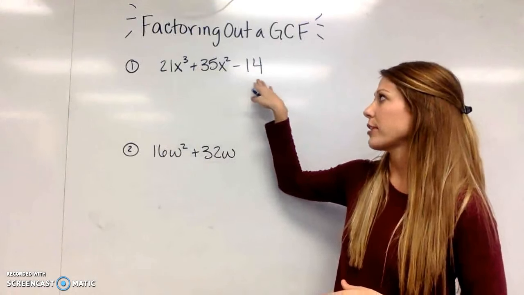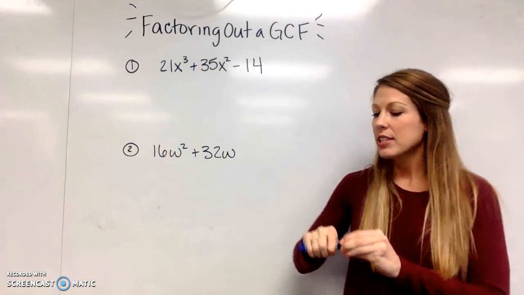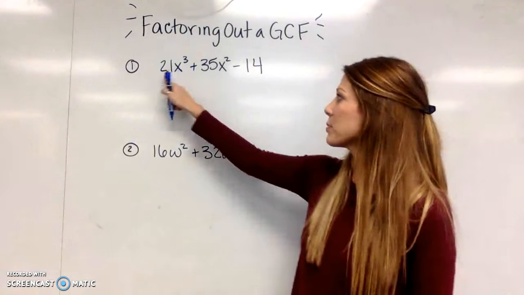So notice I'm using the same coefficients that I used in the very first example when we started the video. So our greatest common factor between 21, 35, and 14 is 7.